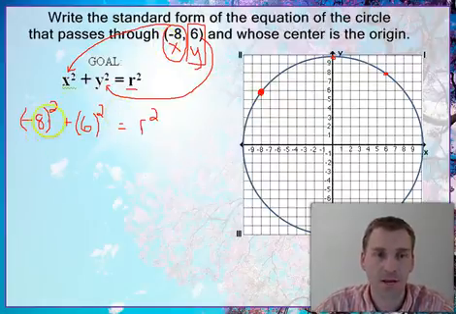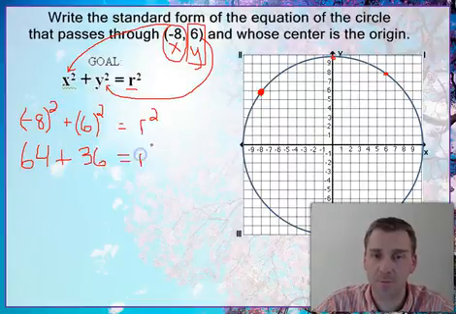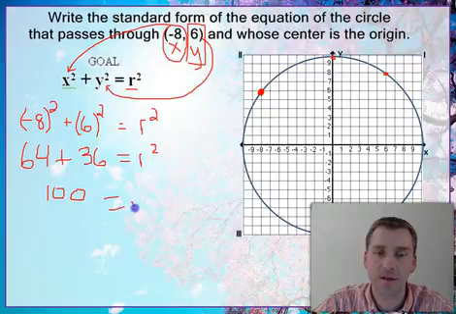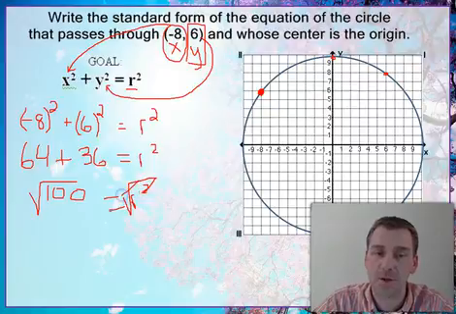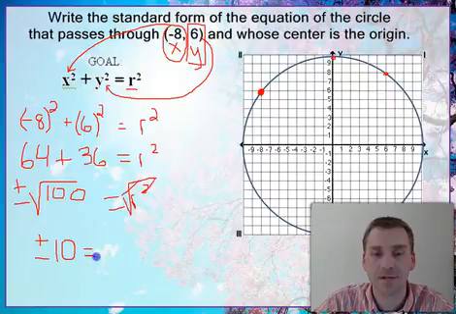So let's do some algebra. -8 squared, be careful when you plug in your calculator. It gives you positive 64. 6 squared is 36, and I still have r squared over here. So when I solve this, it's 100 on the left side equals r squared. So I take the square root of both sides to get rid of the actual square. So these cancel. But keep in mind, it is plus or minus. So I actually have the square root of 100. It's just 10. So I have positive or negative 10 as my radius length.